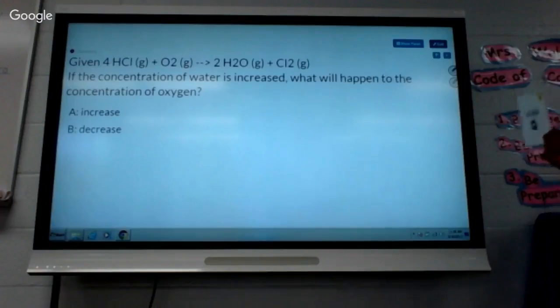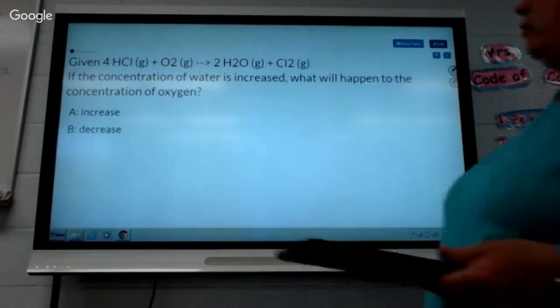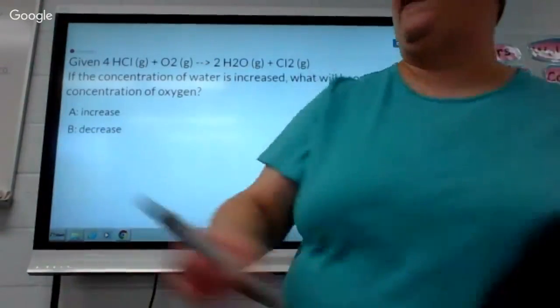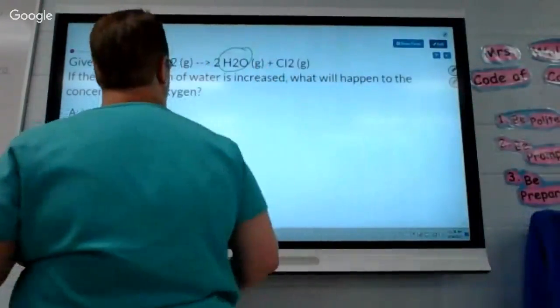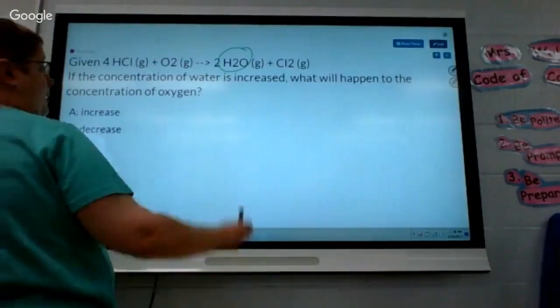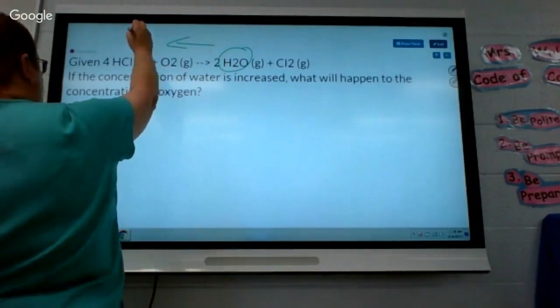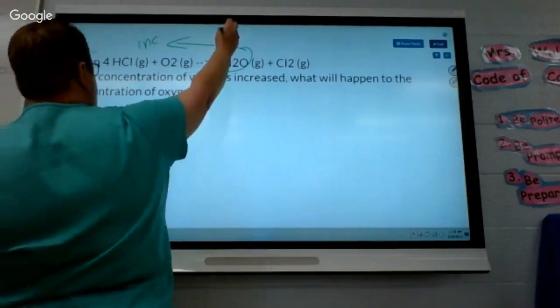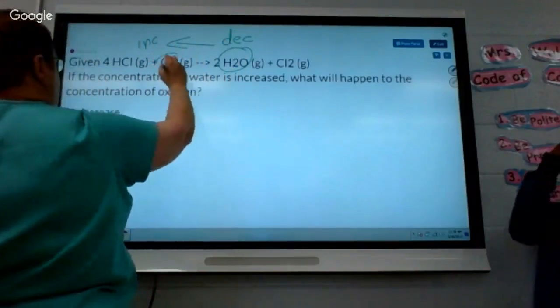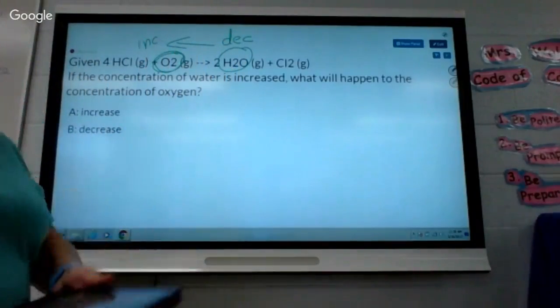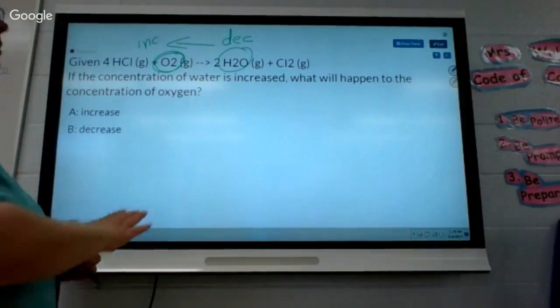All right, so we got 11 and 5 again. So if the concentration of water is increased, if I increase this, does it go to the same side or the opposite side? Opposite side. So if I go the opposite side, it increases over here and decreases over here. So what happens to my oxygen? It increases. Okay?